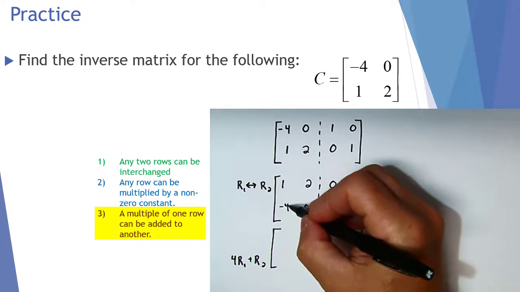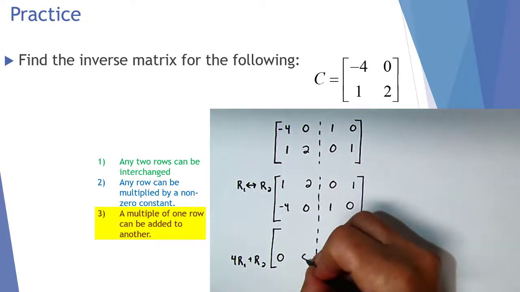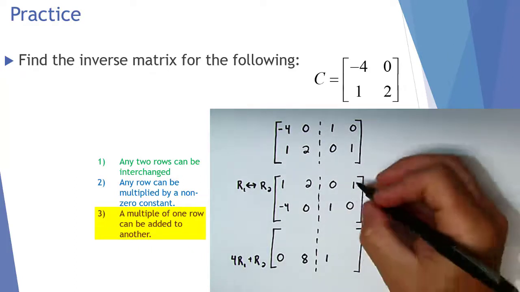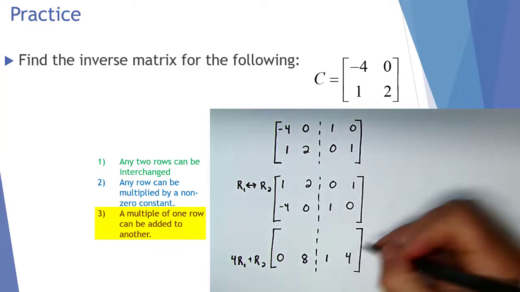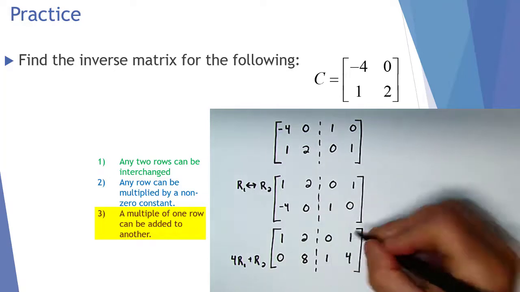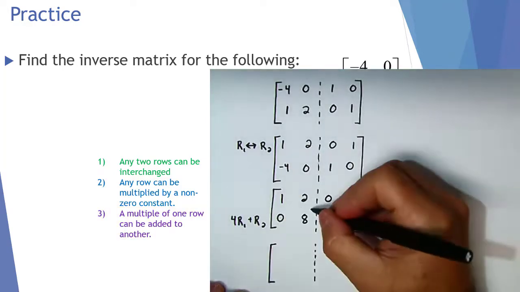4 times 1 is 4, plus negative 4 is 0. 4 times 2 is 8, plus 0 is 8. 4 times 0 is 0, plus 1 is 1. And 4 times 1 is 4, plus 0 is 4. And we're going to leave row 1 unchanged. So we've got our first column done. Let's move on to column 2.